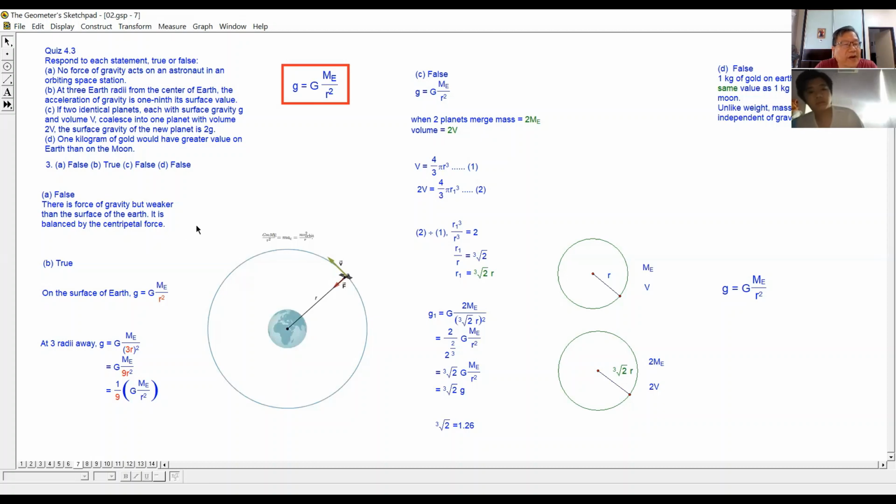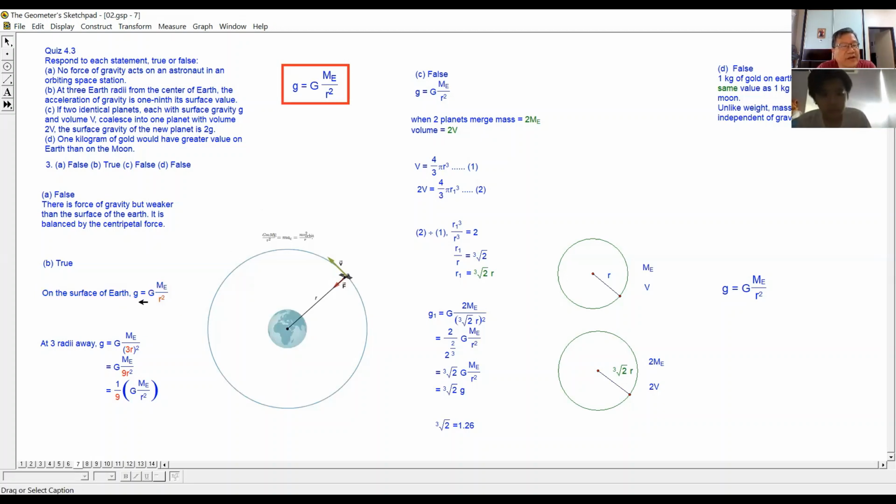Again, we are going to use the gravitational pull, the g, the acceleration due to gravity, and we are going to make use of this relationship. The acceleration due to gravity is the universal gravitational constant multiplied by the mass of the Earth, divided by the distance away from the center of the Earth squared. So the r here is not the radius of the Earth, but the distance from the center of the Earth. So we apply this formula. I copy down this formula here.